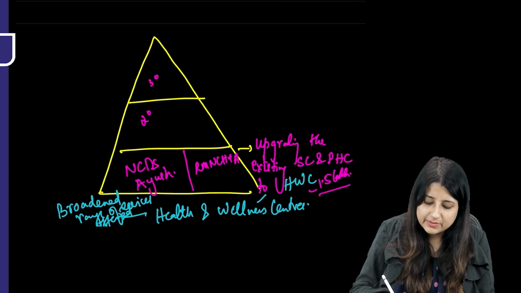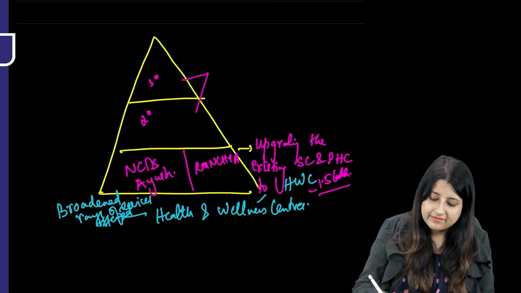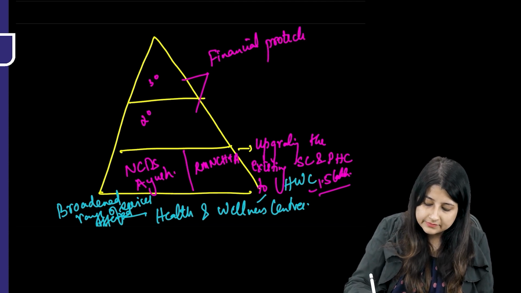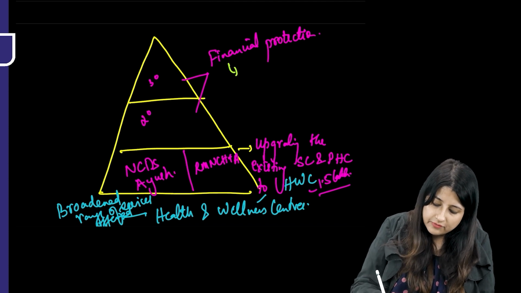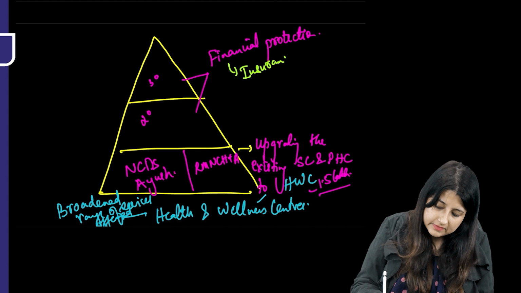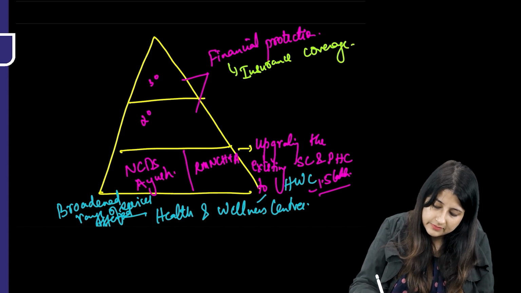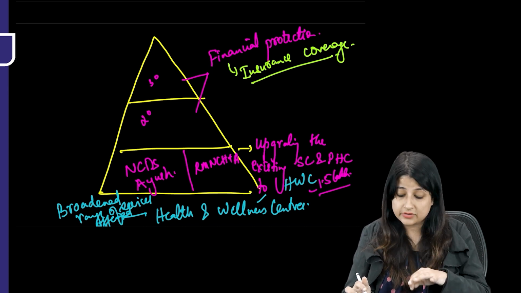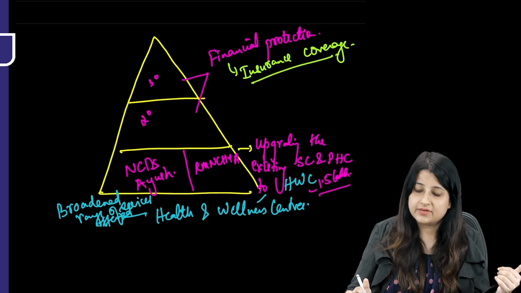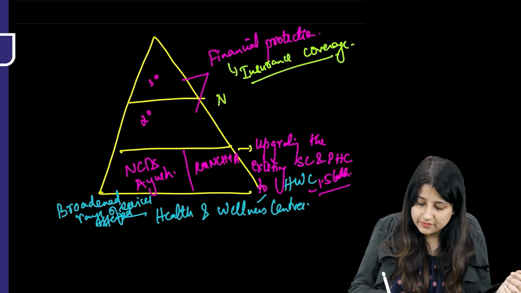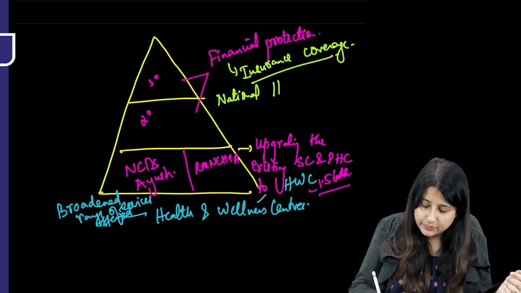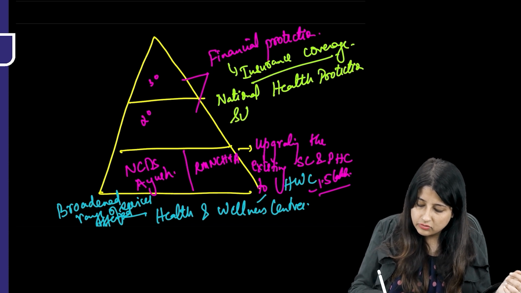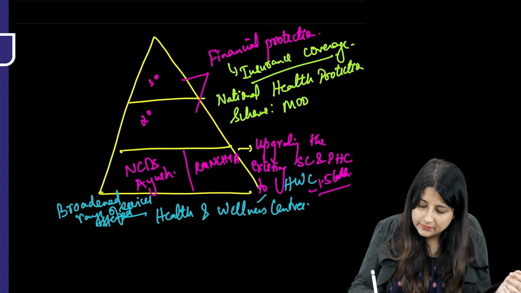At this level, the government of India is providing financial protection, in the form of insurance coverage. Earlier, in primary healthcare, we never talked about financial protection. Here we are talking about insurance coverage, and that is in the form of the National Health Protection Scheme, or we also call it Modi Care.